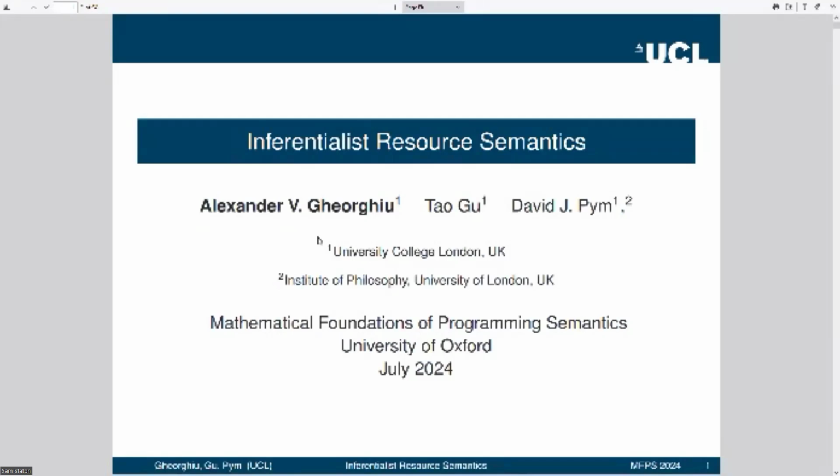But the first talk today is Inferentialist Resource Semantics by Alexander Gheorghiu. Hello, everybody. Thanks for being here. So this is part of a program of research that we're doing on this thing called inferentialism, which is a sort of new conception of logic. And this is one of the applications we're thinking about, how to do some modeling using this account. So this is joint work with David and Alex.